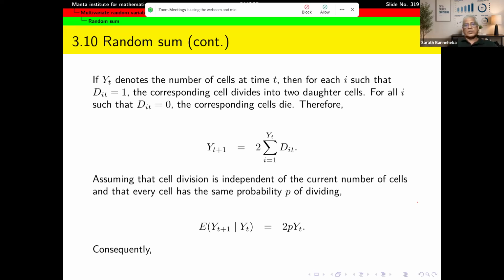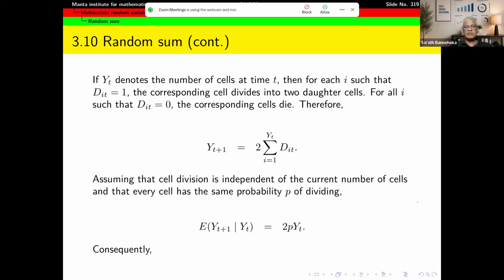Right. So therefore, we assume that all cell division is independent of the current number of cells and that every cell has the same probability p of dividing, right? So each cell has the same probability p of dividing and 1 minus p probability of not dividing.